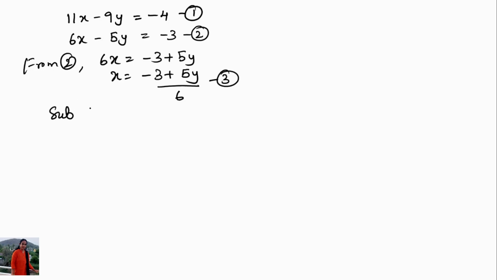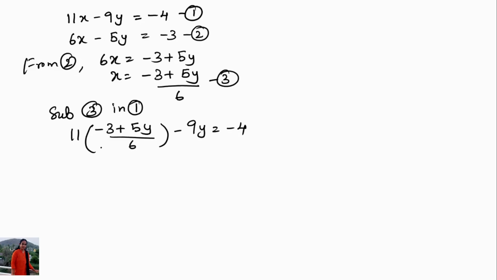Now substituting 3 in 1. So we got from 2, and we are substituting in 1. So 11 into minus 3 plus 5y divided by 6, minus 9y equal to minus 4. Multiplying throughout by 6, the 6 gets cancelled in the first term, 6 nines are 54 for the second term, and 6 into 4 is 24.